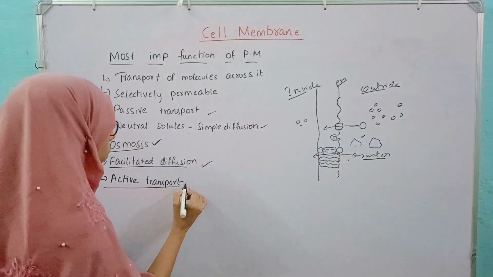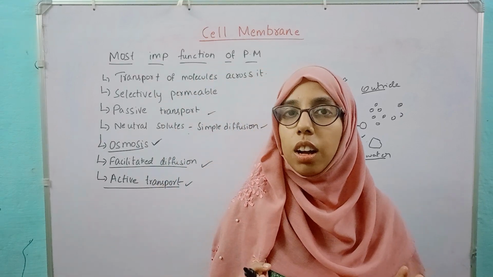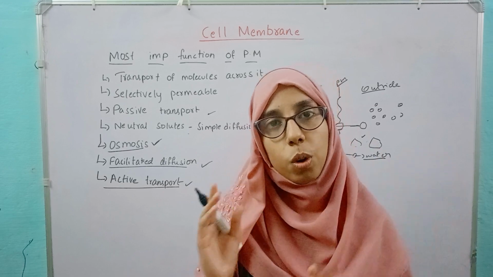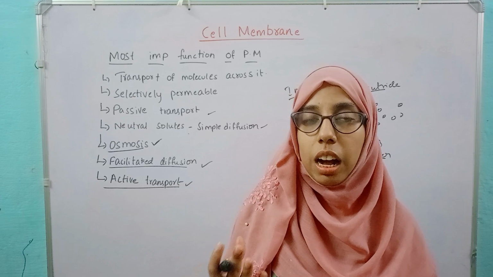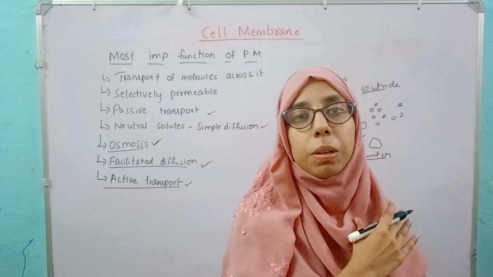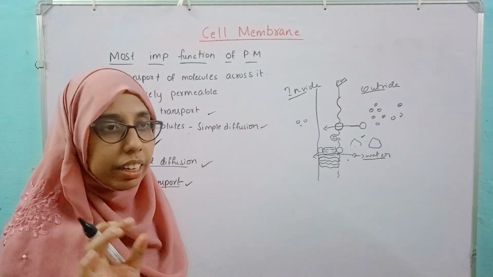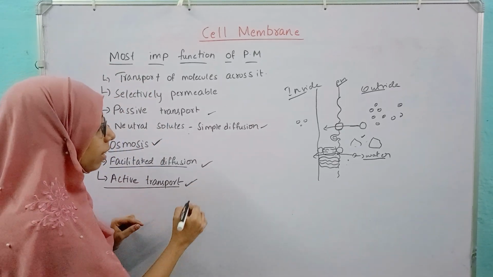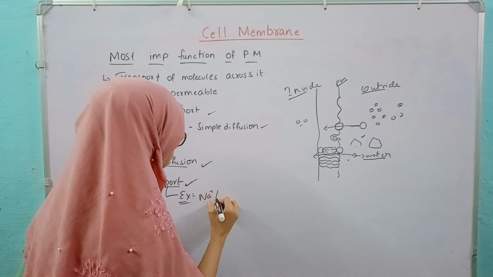Next is active transport. Till now we have seen that molecules always pass from higher concentration to lower concentration. But if the transport of molecules has to be carried out against the concentration gradient, then ATP is required. ATP is required in such a transport. Such transport is called active transport. An example of active transport is the sodium potassium pump.